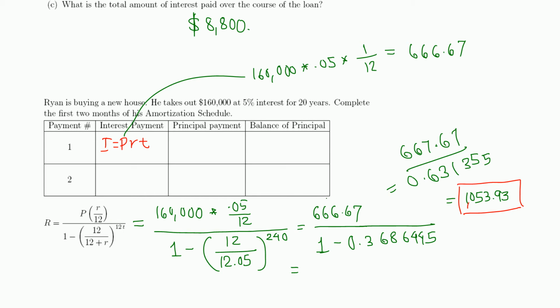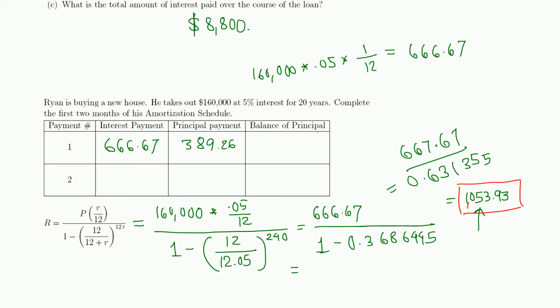So R is the monthly payment. This is the same amount. Okay, so the interest paid for the first month is 666.67. Now what is the principal payment? We know that the total payment is 1053.93. So total payment minus 666.67 gives 389.26. That's the principal. If you add these two, that should be the total payment.